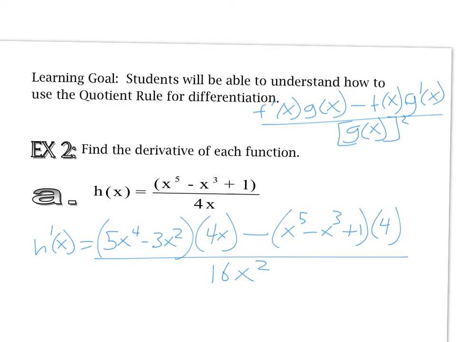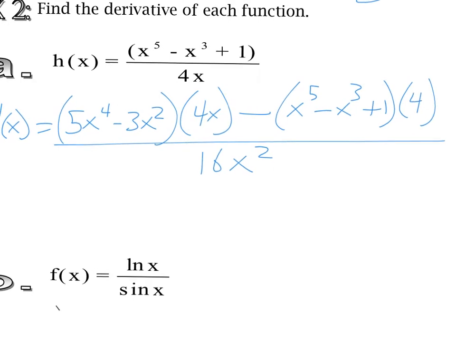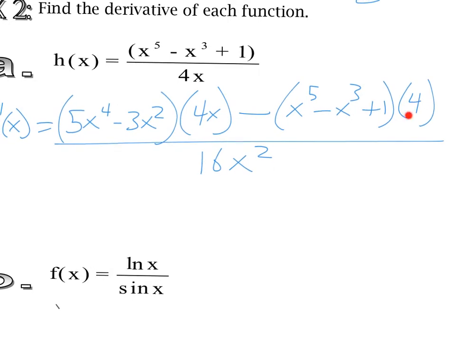Now there is a lot that would simplify on this one, and I would recommend that you do that. Like we could go ahead and distribute this 4x. And so we would get 20x to the 5th minus 12x cubed. I'm going to go ahead and distribute the negative and the 4 at the same time. So that would be negative 4x to the 5th, positive 4x cubed, and then negative 4.